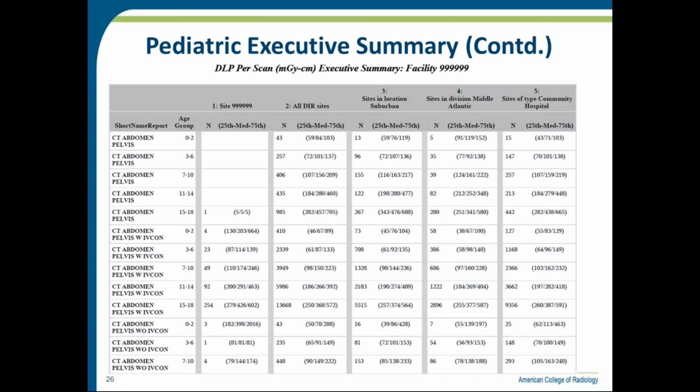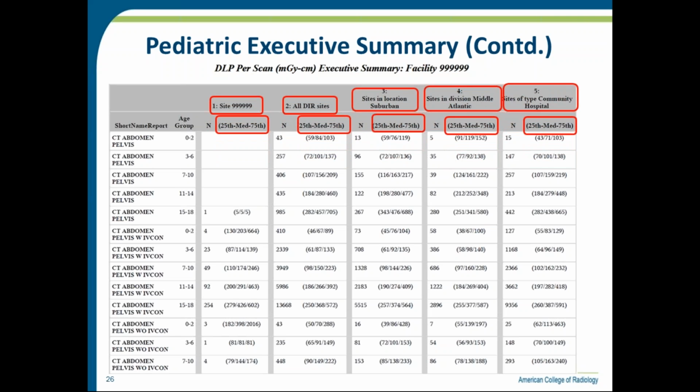Here is a screenshot of a pediatric report, and you can see each exam, and this is DLP per scan, and DLP is in milligram centimeter as it incorporates the scanning length. This is again the site itself. This is the DIR national level comparison to similar locations, similar census division, and similar type of hospital. You can see that the 25th, median, and 75th percentile numbers are represented for each level of comparison.